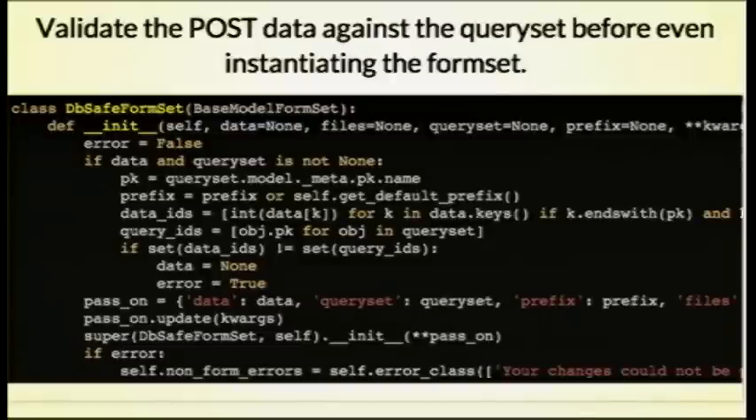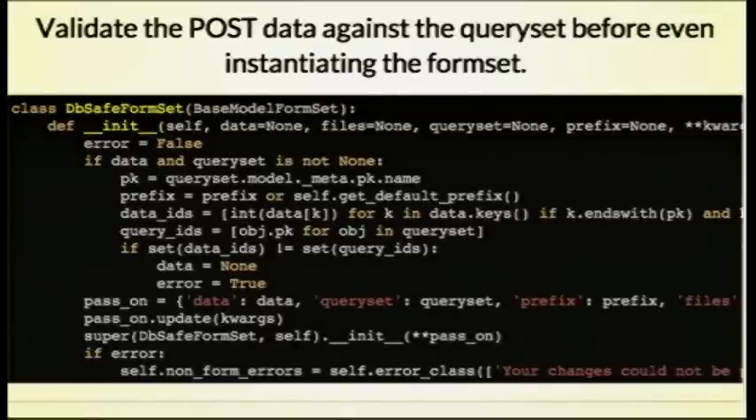Okay. So the first argument to this is data. The third argument is query set. And we're simply going to say, if we get these two arguments, data and query set, then we're going to build up the IDs that are in the data. So when you make this post, you're posting all of the model IDs that you're intending to delete or map or whatever you're doing. And you're going to have all the query IDs from the query set. And if these two sets are not the same, then we know that this form was invalid. So we're just going to erase the data and then instantiate from our superclass as before.